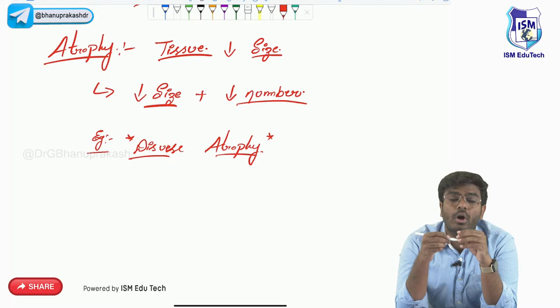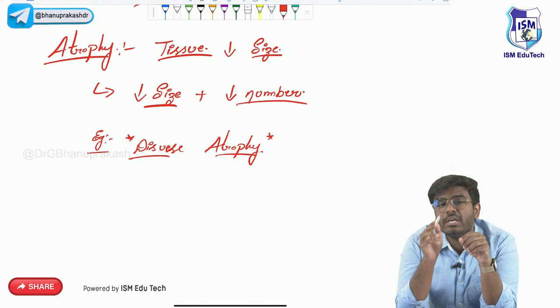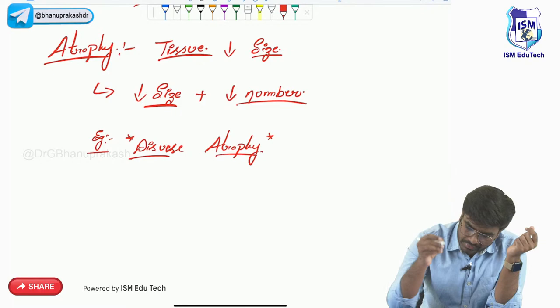The involution of thymus is an example of apoptosis, a physiological example of apoptosis. Okay, that's the best answer which you should go with. Now here, disuse atrophy. What do I mean by disuse atrophy?